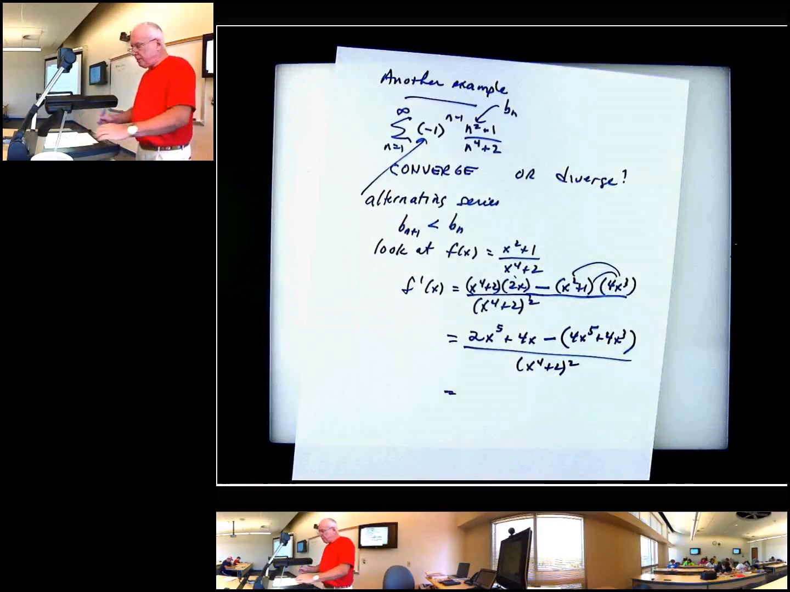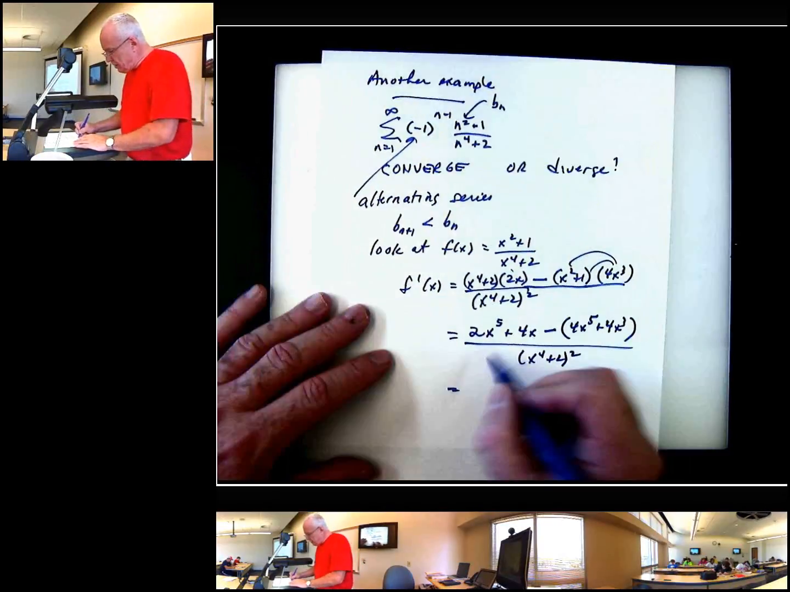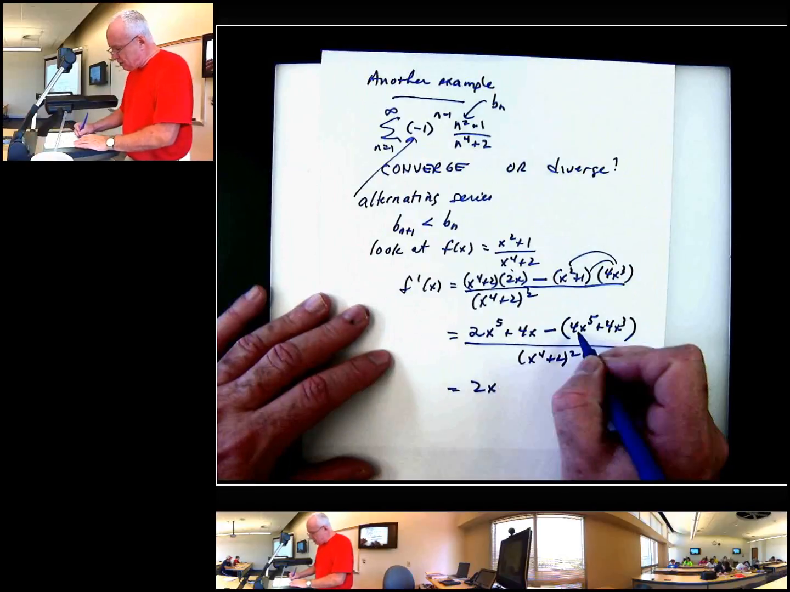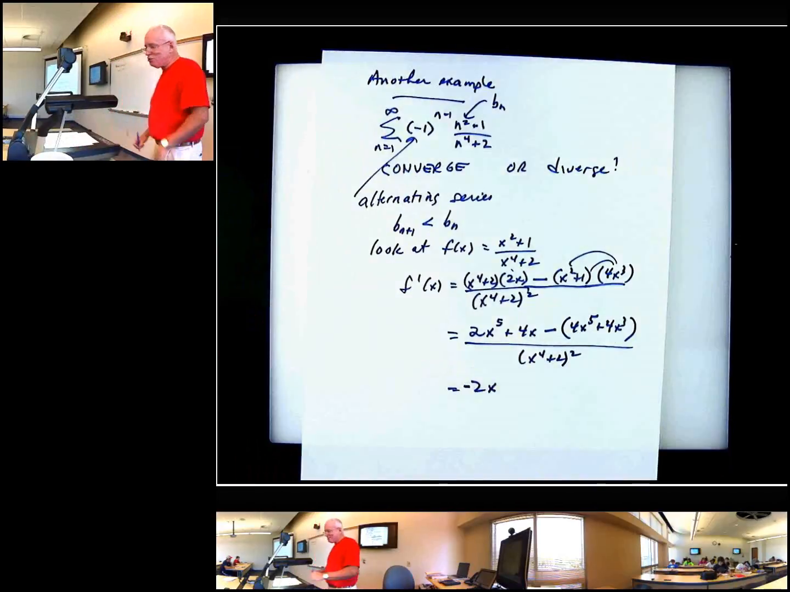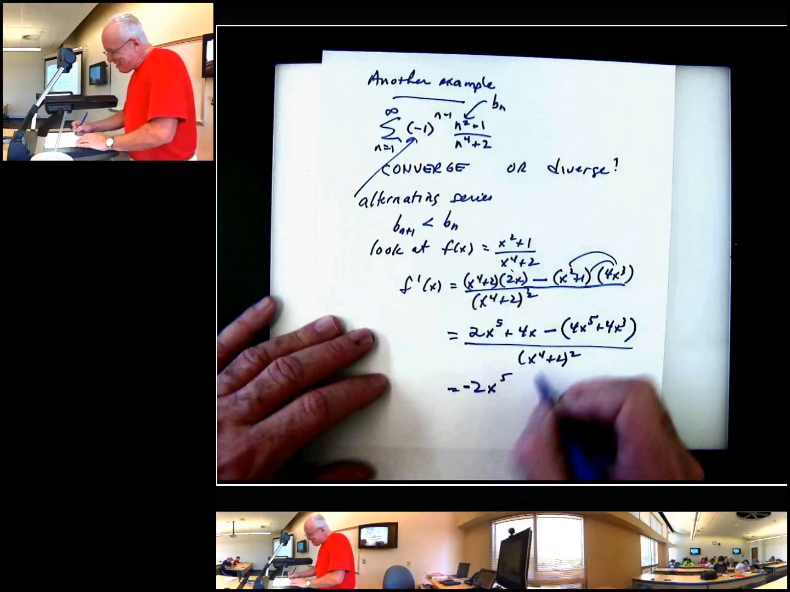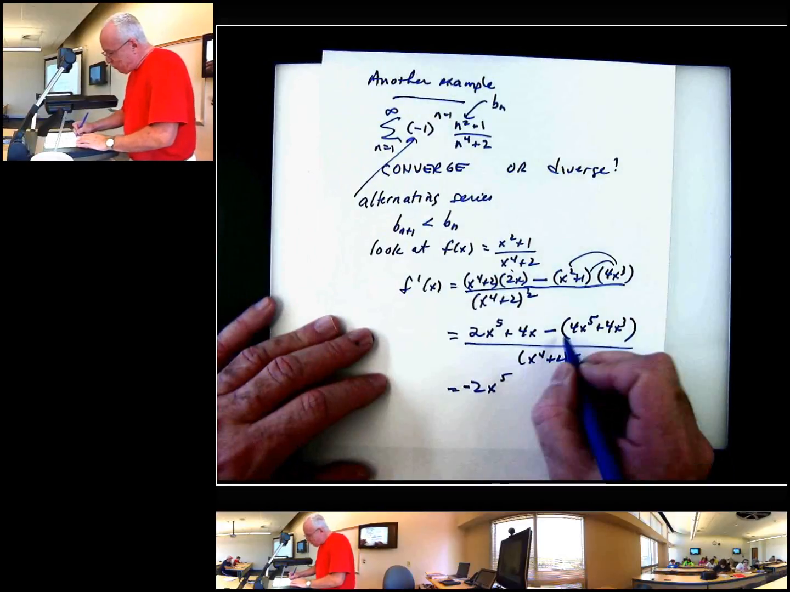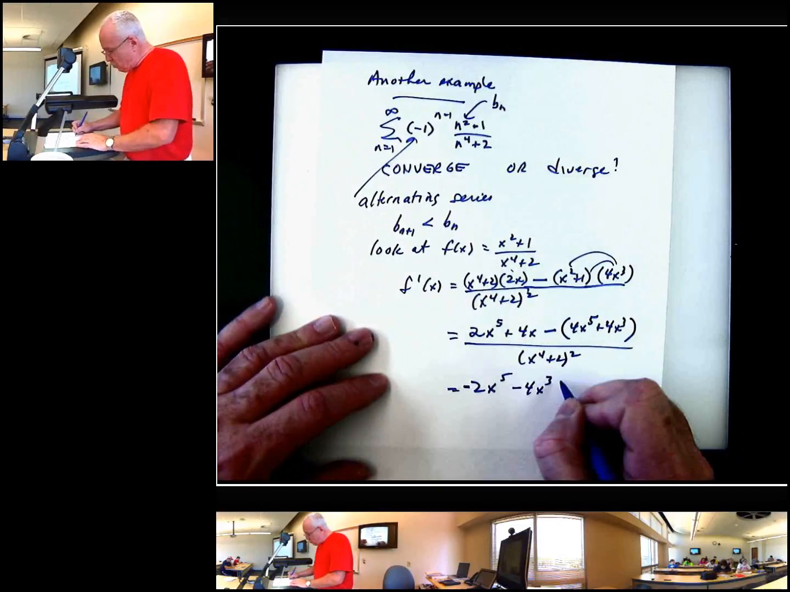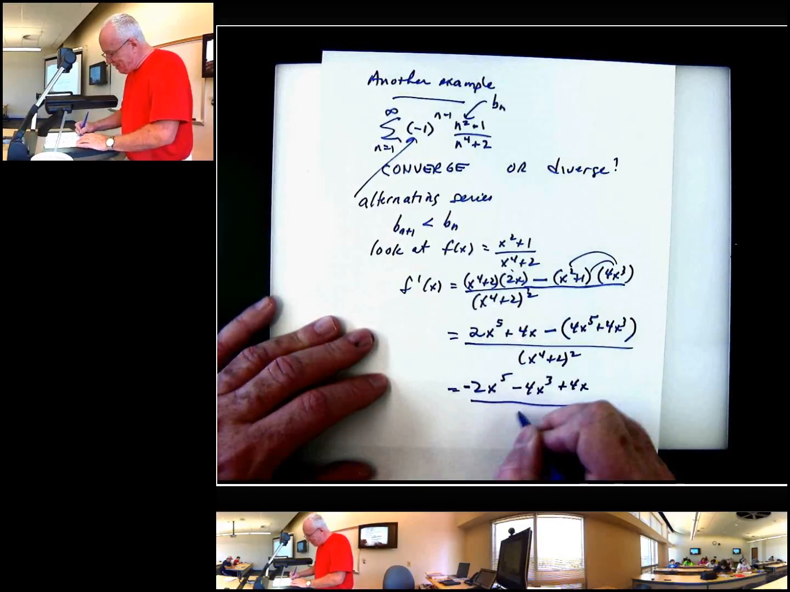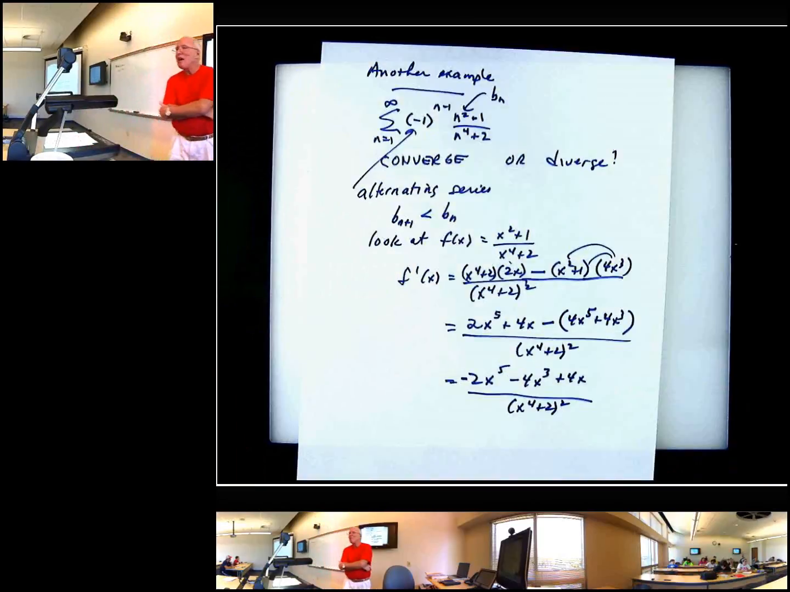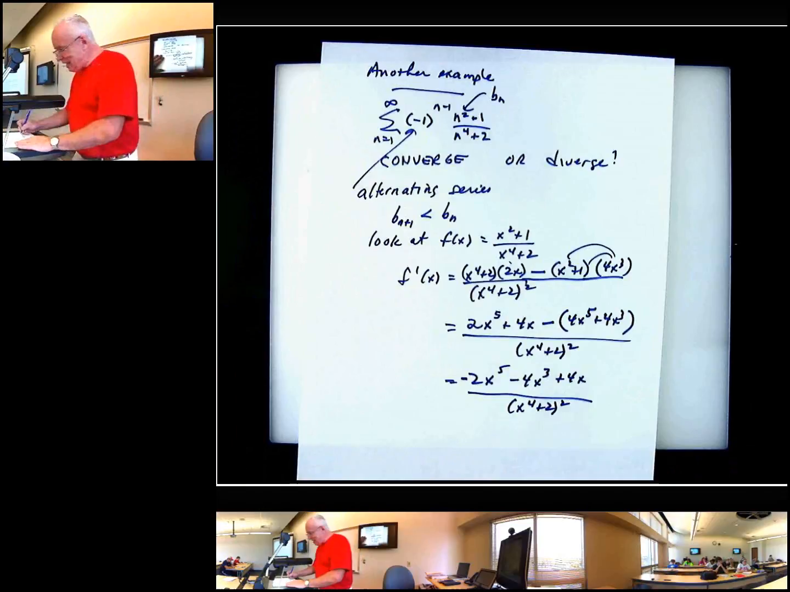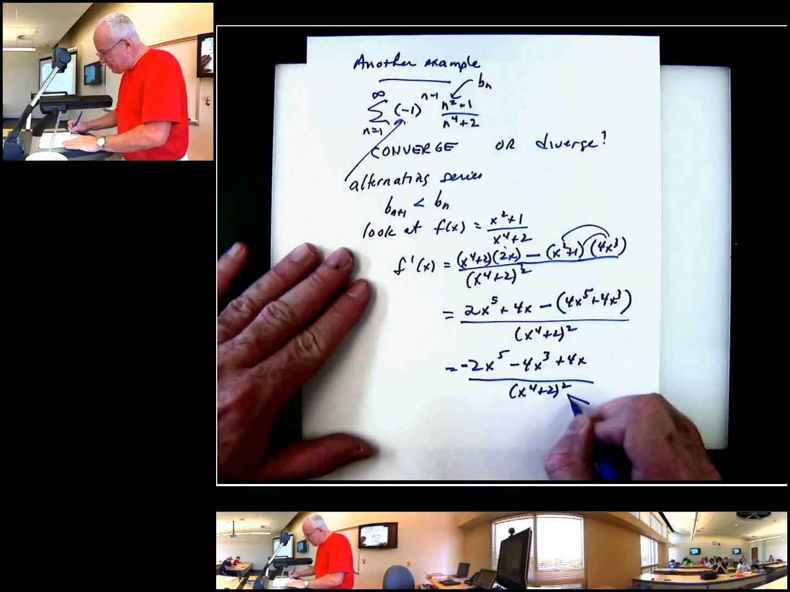All right, let's simplify this top here. 2x to the 5th minus 4x to the 5th, that's going to give me a minus 2x to the 5th. Minus 4x to the 3rd plus 4x. Okay. So I have this horrific looking numerator here. And the denominator is always positive.